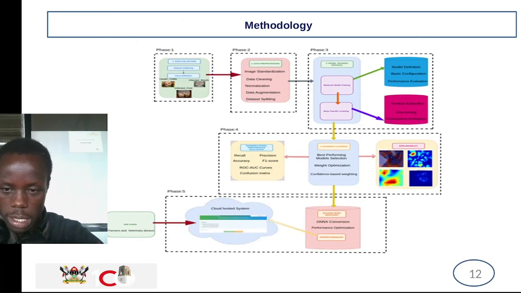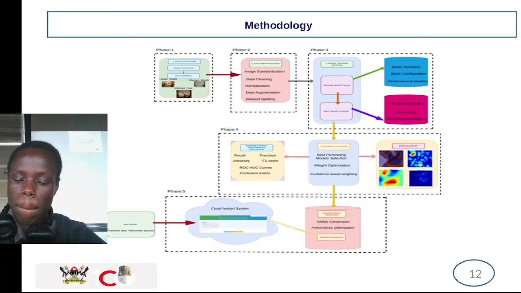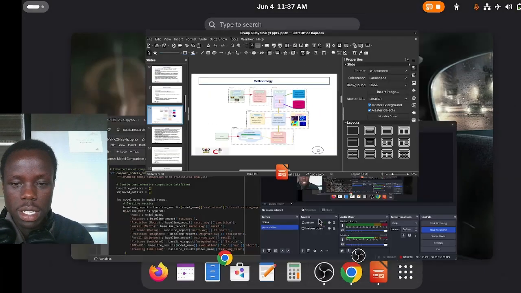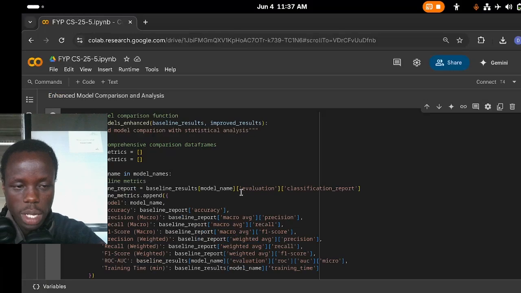Then finally, in the last phase, we wanted to deploy our model. We deployed our model to a cloud to enable our end users, the local farmers and the veterinary doctors, to access our system to help them make timely predictions by uploading their images. In this phase, we first had to convert our model into a format that we can easily deploy in a Django system, and also optimize its performance so that it's around 2.5 times better than the PyTorch model.